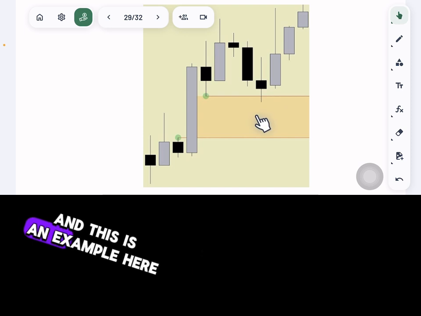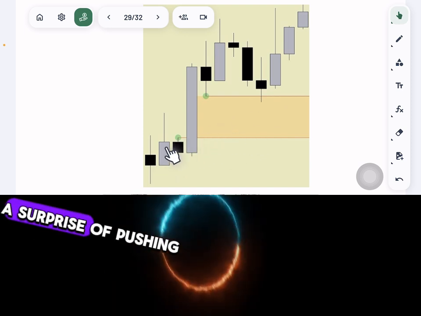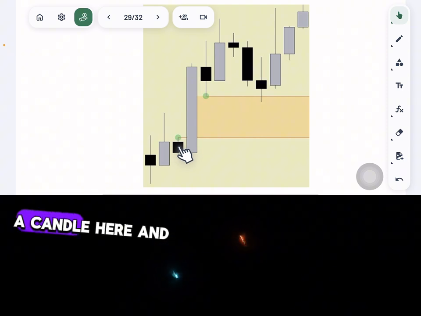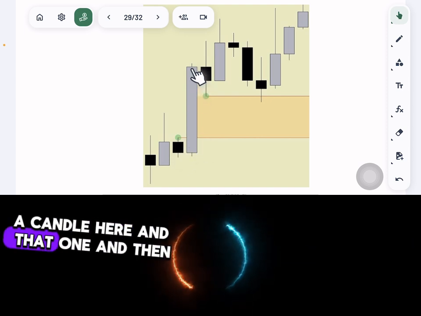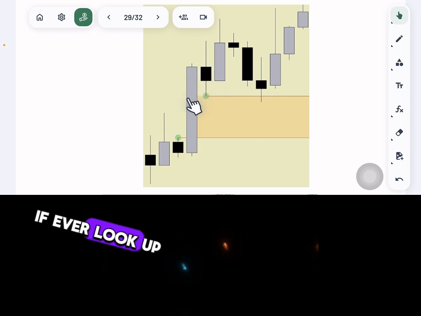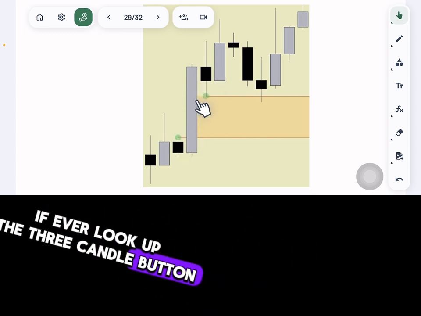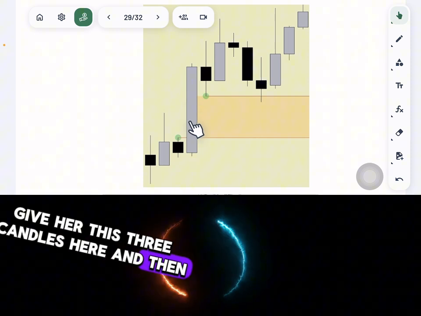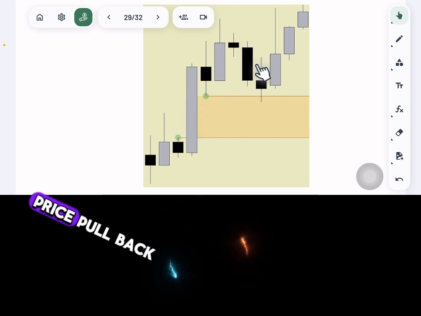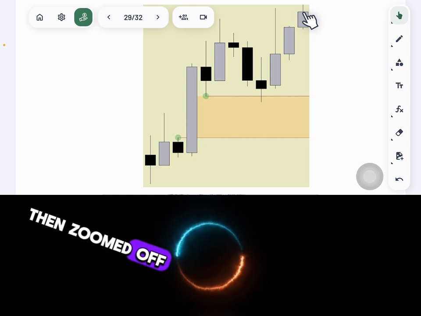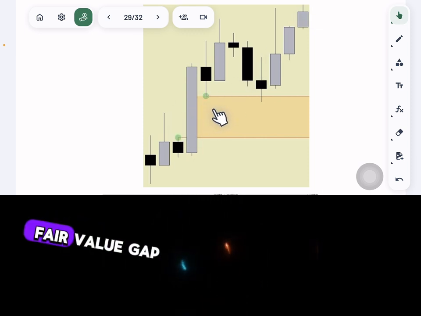Now this is an example here. Okay, so price was pushing up and then gave us a candle here, another one, and then another one here. So 3 candles here. The fair value gap is a 3 candle pattern, a 3 candle formation. Okay, so it gave us these 3 candles here, and then this was the gap here. So price pulled back into it and then zoomed off. So this is how you identify your fair value gap.